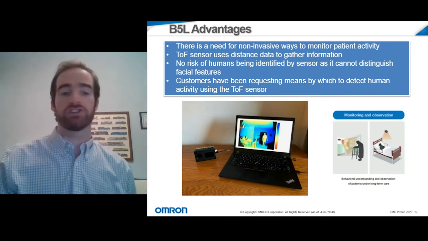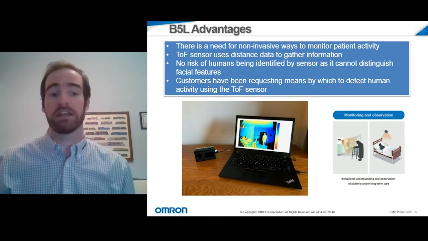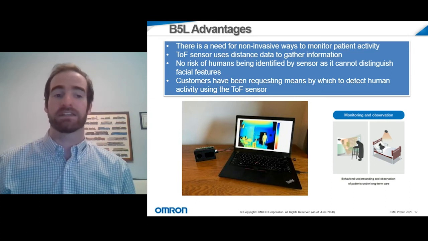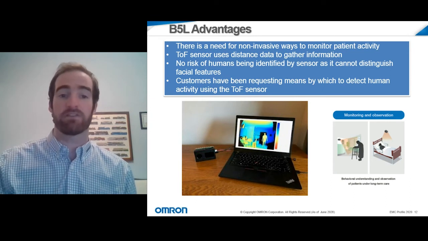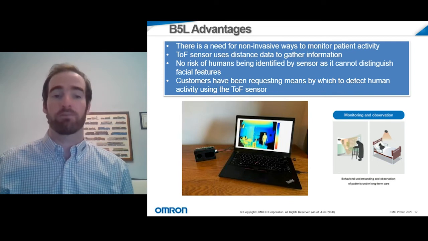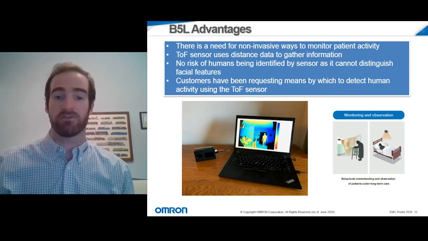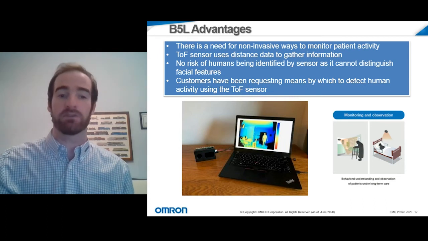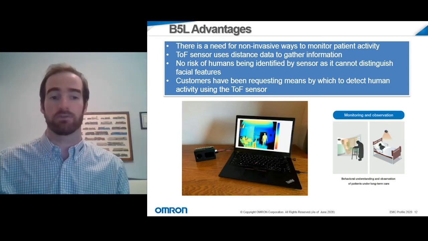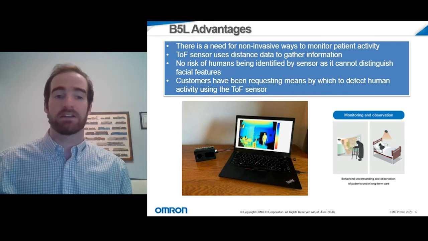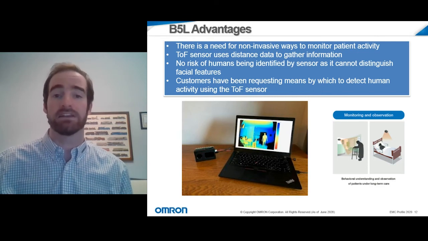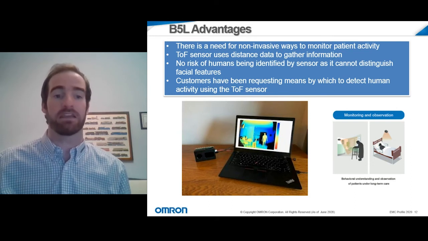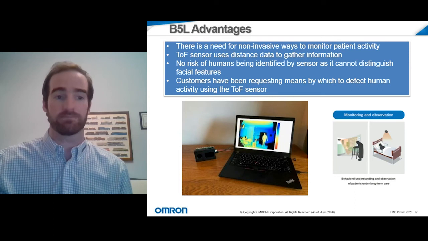So our Omron engineers are driven by the ever-present need for a non-invasive way to read the patient activity. Because the time of flight sensor utilizes this distance data rather than video capture, there is no way for persons to be identified utilizing this software. It is very sophisticated enough to accurately read positioning of even smaller objects in the room, but it is not detailed enough to pick up facial features or identities. So patients and personnel can be confident that the information is kept secret and secure.